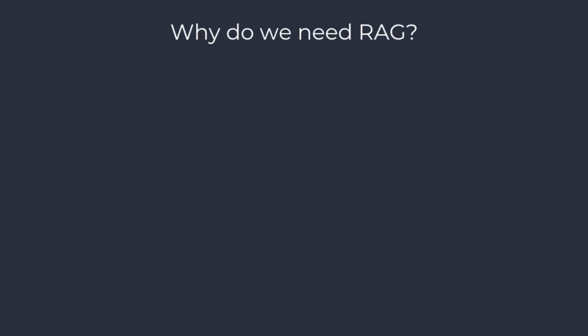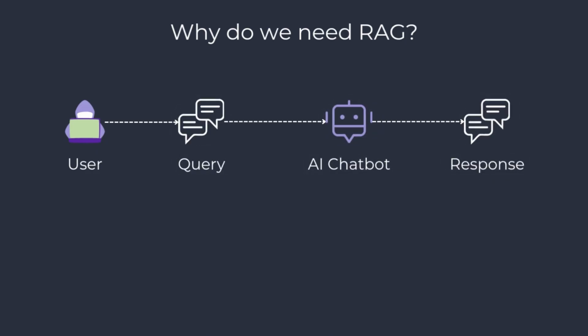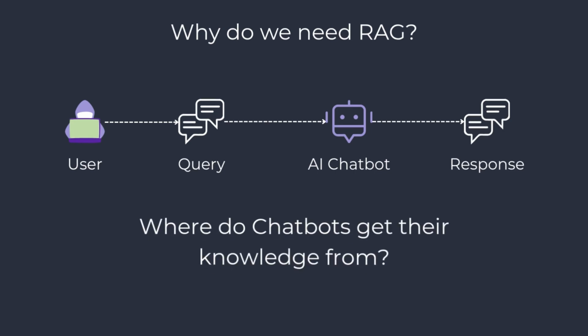Normally, when we use an AI chatbot, the process looks like this. The user asks a question or a query, the AI chatbot processes it, and then it gives a response, simply as that. But that brings up an important question. Where do these chatbots get their knowledge from? How do they actually create the answer that they give us?